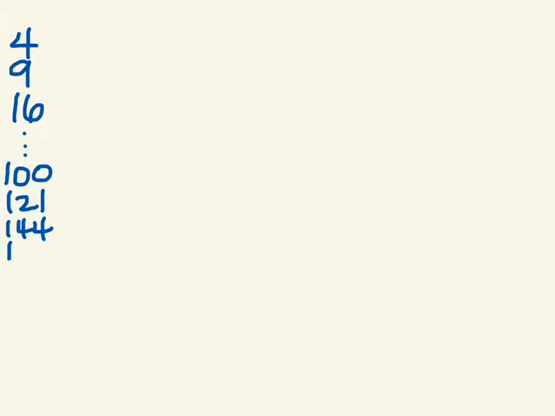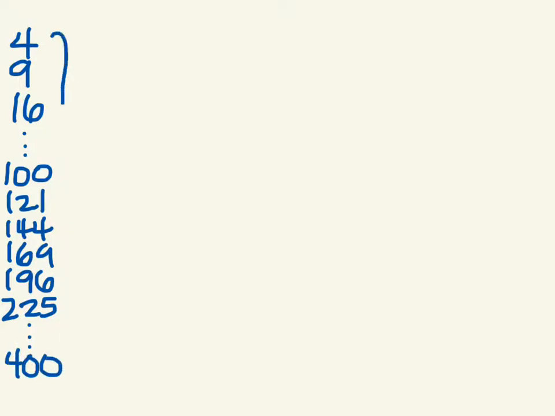13 times 13 is 169, 14 times 14 is 196, 15 times 15 is 225. And then these will keep on going, and they go on forever, like 20 times 20 is 400. Okay? So these are your perfect squares, and they go on forever. So the first thing you need to keep in mind are your perfect squares.